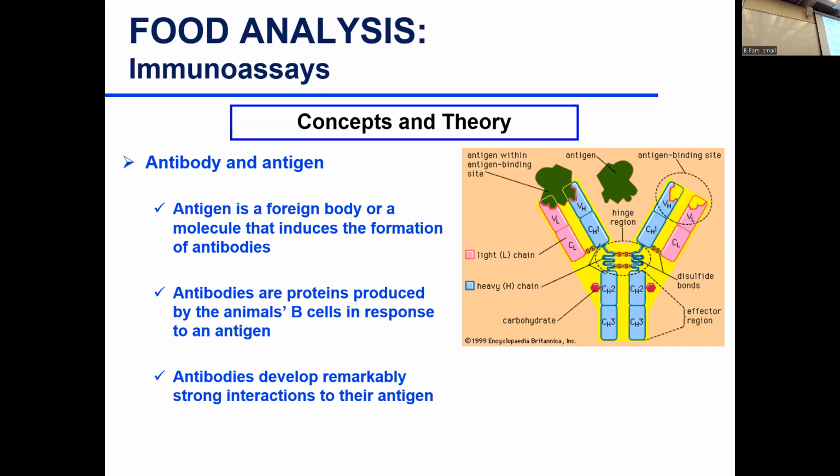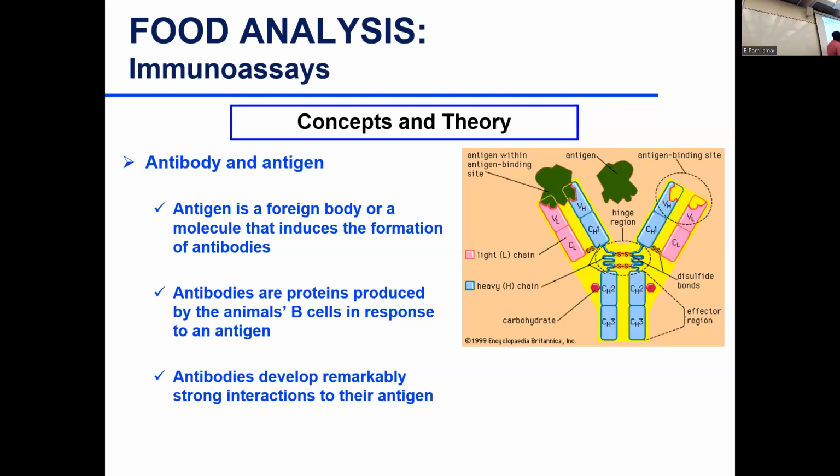The region on the antigen that binds to the binding site, what's it called? Does anybody know? I don't have it here, maybe on the next slide. But that region that binds to the antibody is known as epitope. So the region of the antigen that binds to the antibody is called epitope. So it's good to know that term, epitope.